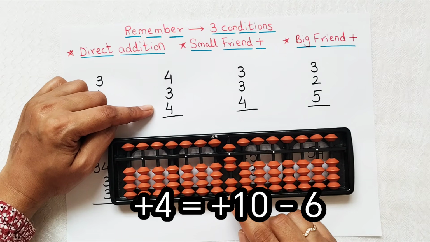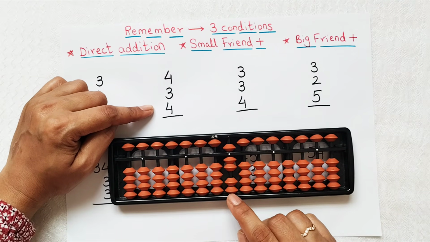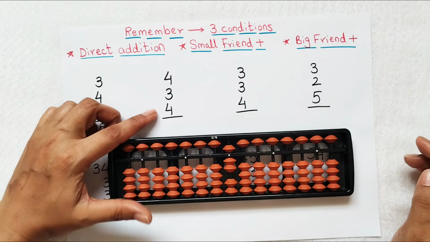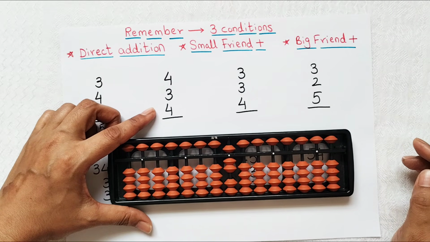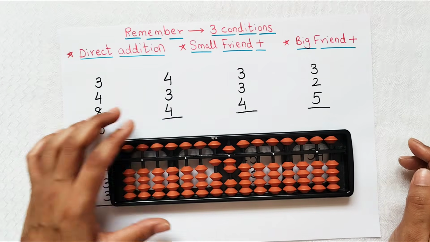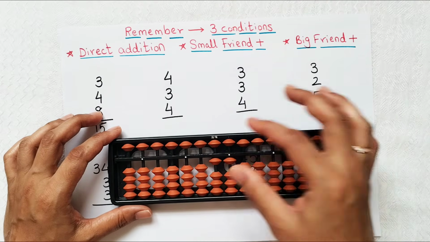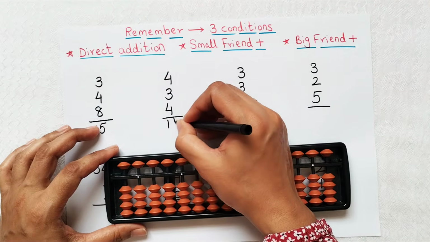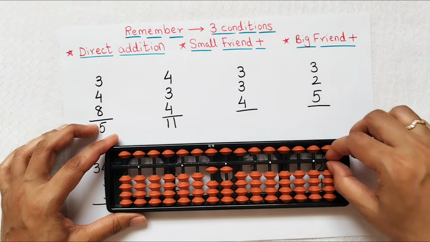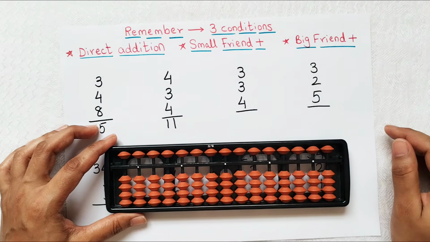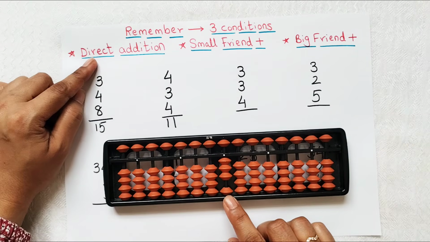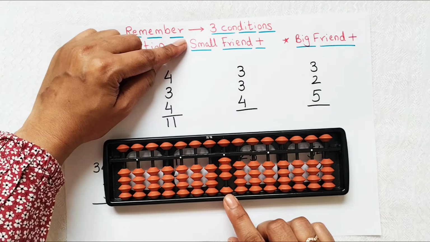3 plus 4. So 3 plus 3. Direct addition, not possible. Small friend, yes. So small friend is add 5 less 2. 4. Direct addition, not possible. Small friend, not possible. So we have to use the big friend formula. That is add 10 less 6. My answer is 10.